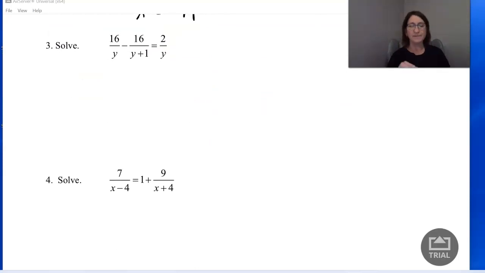All right, let's look at problem number 3. So for problem number 3, first thing I want to do is identify my LCD. Remember, the first thing that I do is I do not want to create a situation where I have a common denominator. That's not what I'm doing. I'm looking at my LCD in order to clear the fractions out.